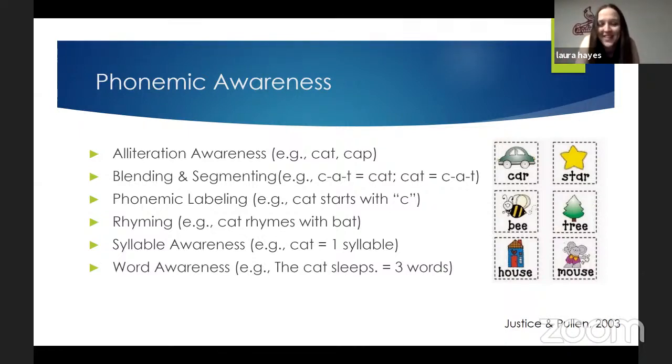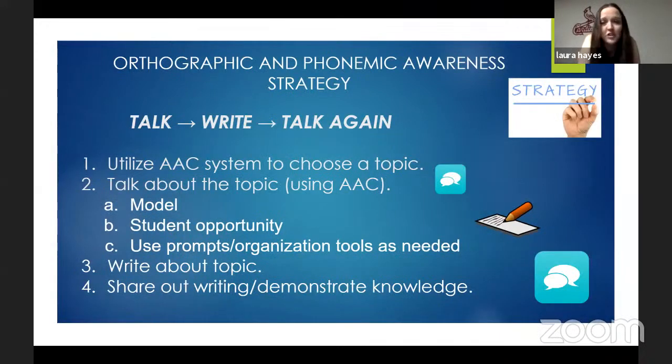I promise I'm going to give that at the end of my presentation. So if you don't have that from the resources shared from the cloud, it's there, but it's also in the presentation. And then the strategy for this one, again, it can be translated to other levels, but it's the idea to talk, write, and talk again.